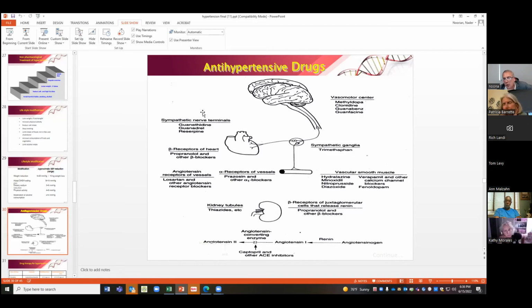These are older drugs. Beta blockers, probably you know someone or maybe one of you takes a beta blocker, atenolol, metoprolol, and propranolol. These are actually very, very common medications. And we have the angiotensin receptor blockers. I'm going to talk to you about those. We have the alpha blockers. We got the vascular smooth muscle.